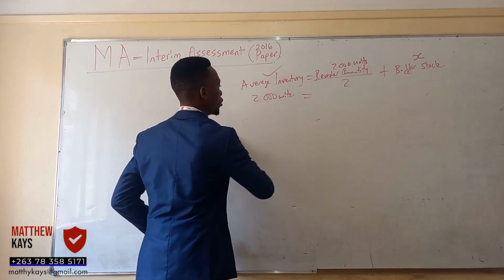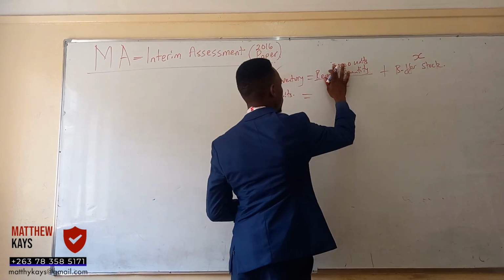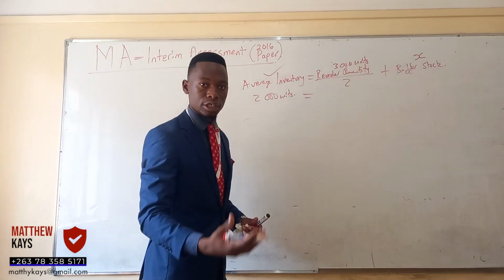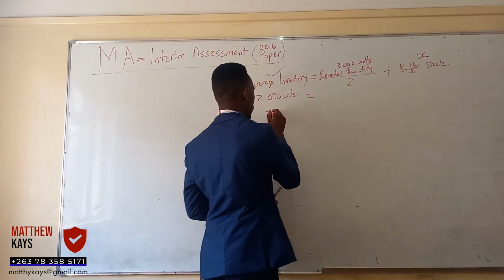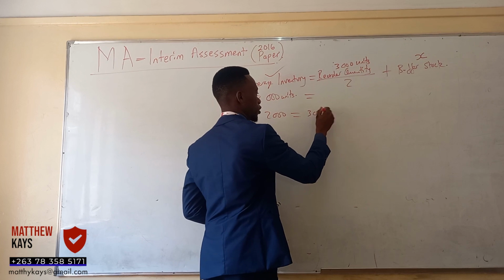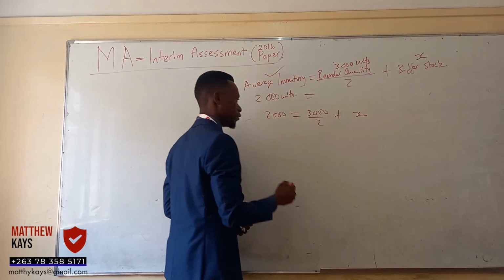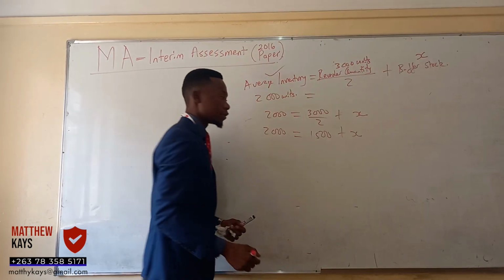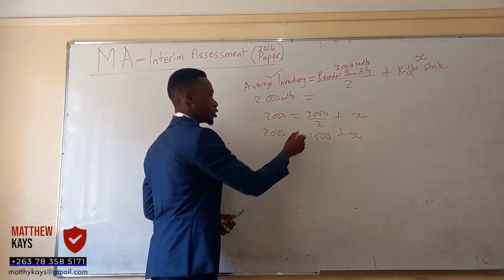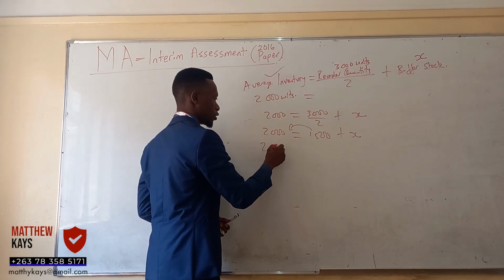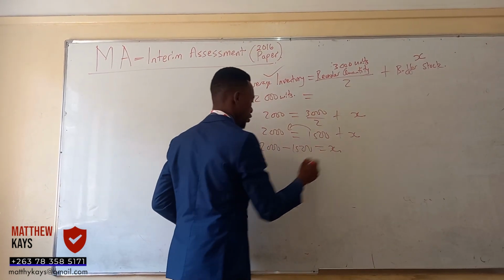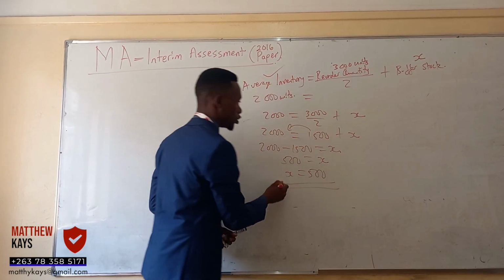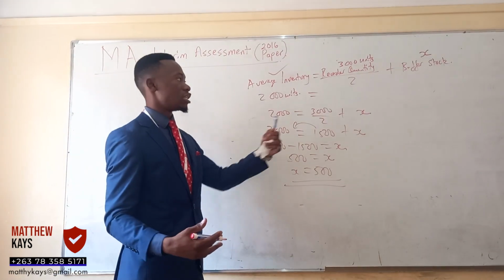Or I can just say 3,000 units. Let me just put 3,000 units here. So how do you calculate it now? It's just a matter of substituting. So 2,000 is equal to 3,000 over 2 plus X. You follow? 2,000 is equal to 1,500 plus X. So this goes to the other side. 2,000 less 1,500 will be equal to X. 500 is equal to X. X is 500. You get it? So that means your buffer stock is 500.